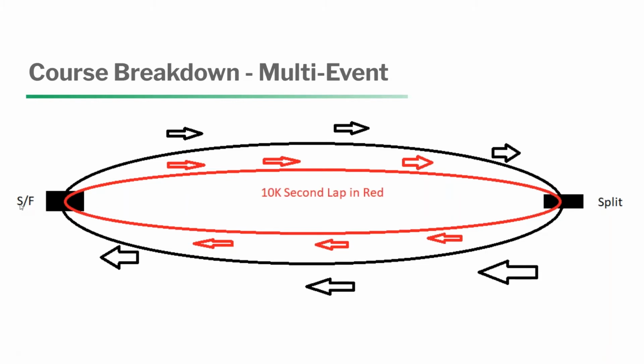We have a shared start finish for a 5K and 10K. Just like that last one, they're going to go out, hit the split, and come back. The 5K finishes. The 10K runs through the finish line, goes back out, hits the split again, and finishes. So this might not be the exact scenario that you have for your triathlon, but it is very, very similar in regards to how it's set up.